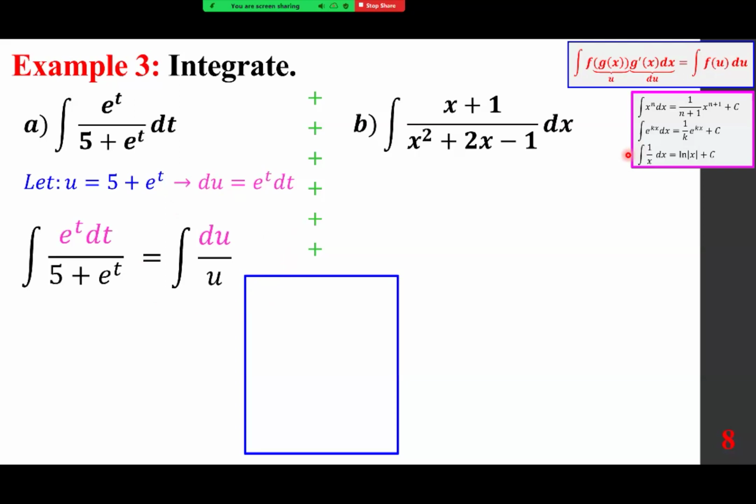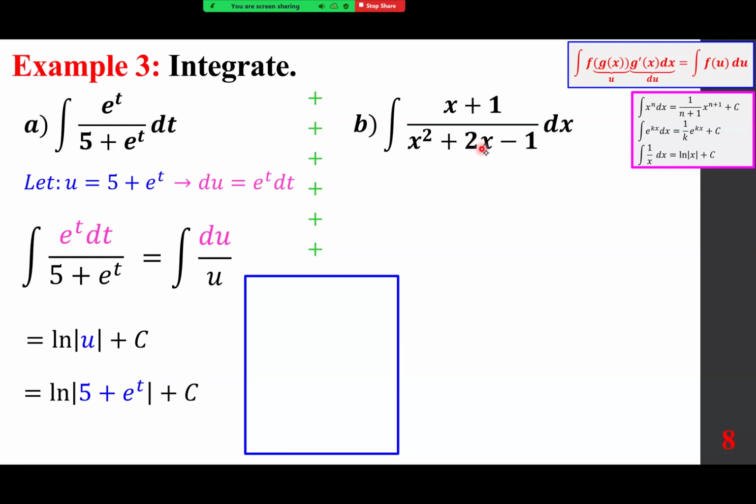is similar to the integral of 1 over x dx. So we have a natural log as the answer. So ln of the absolute value of u plus a constant. Replace the u. We are done. Since 5 plus e to the power of t is positive, you can put the parentheses. Also, if you differentiate the result, you get the same thing without the dt. And we are done with this question.